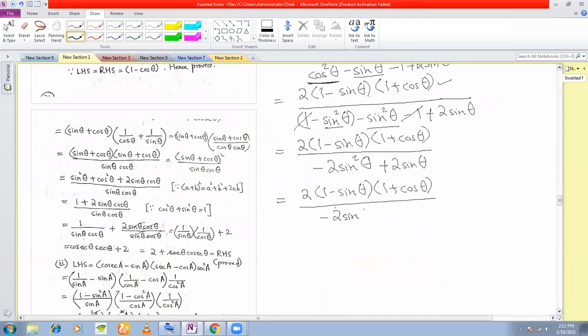So now what I can do is from these two, if I take minus 2 sine theta out, or simply take 2 sine theta out, not minus 2. If I take 2 sine theta out, I'm going to get 1 minus sine theta, right? So now this 2 will cancel. 1 minus sine theta, 1 minus sine theta will cancel. You get 1 plus cos theta by sine theta, which is your right hand side. Proved.